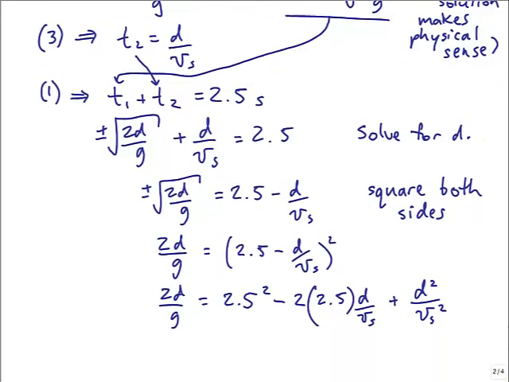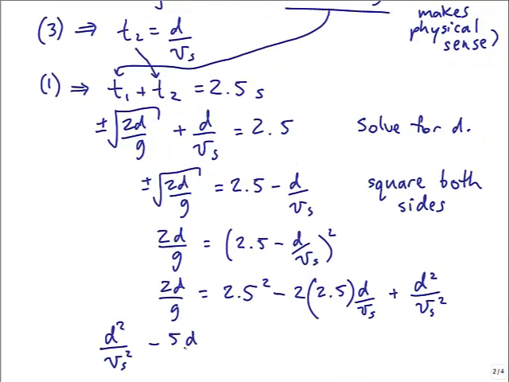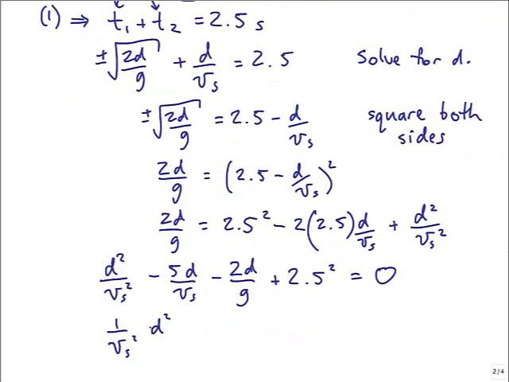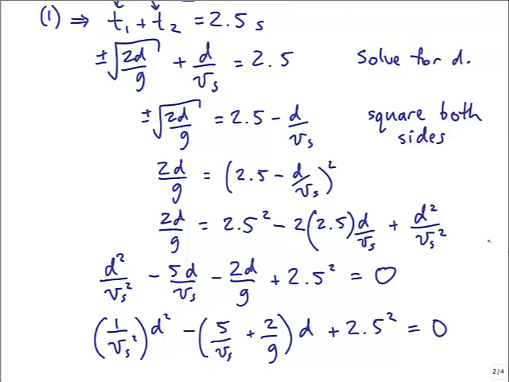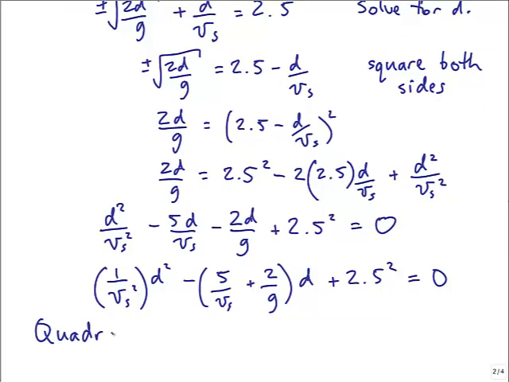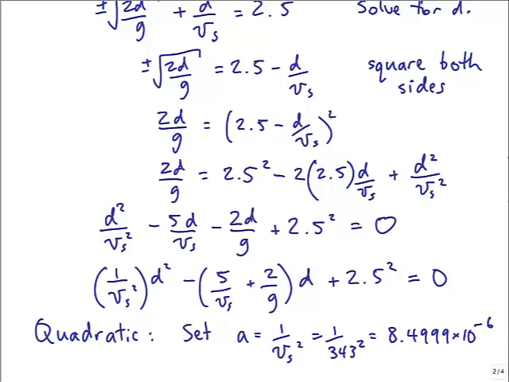So I'm going to rearrange that some more, bring everything over to the left. All that stuff equals 0. And now we can make it look like the quadratic equation: 1 over vs squared times d squared minus something times d plus something equals 0. That's the quadratic. We're going to set a equal to 1 over vs squared. So that's 1 over 343 squared. That's 8.499 times 10 to the minus 6.